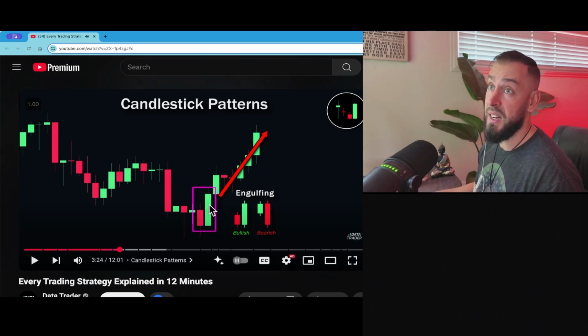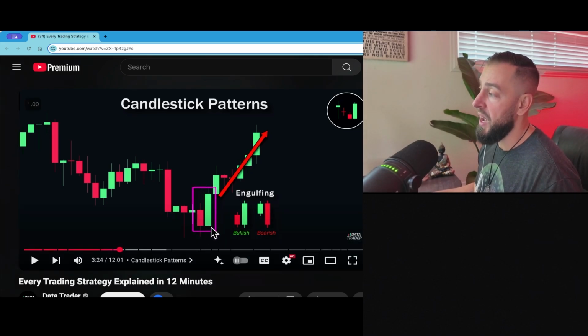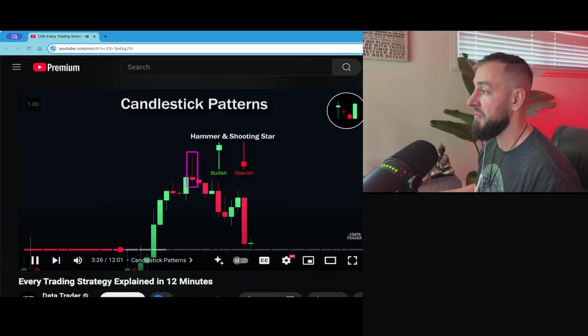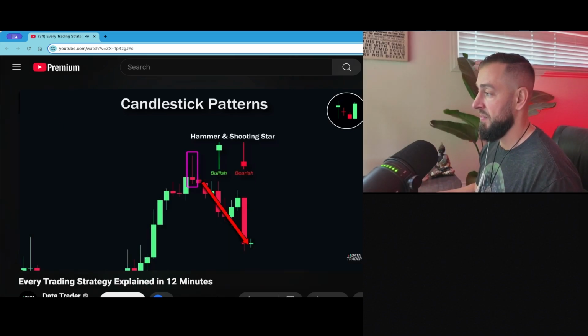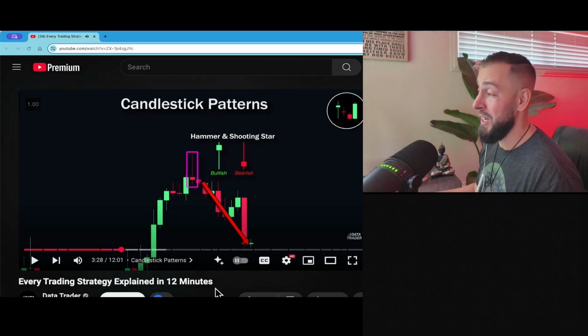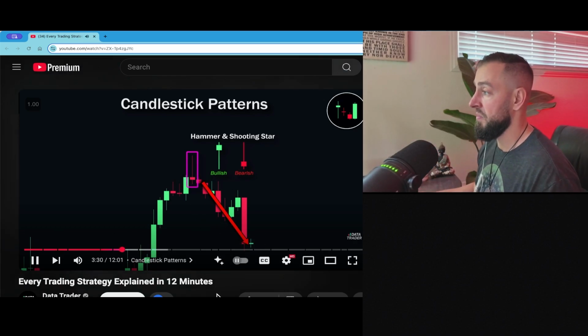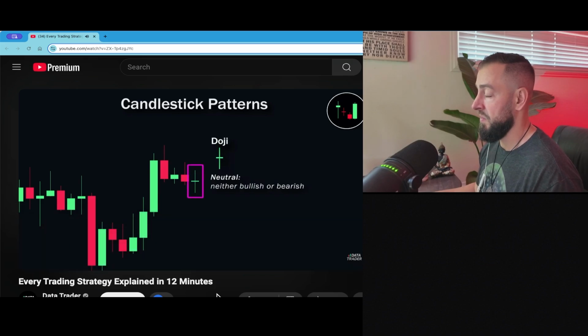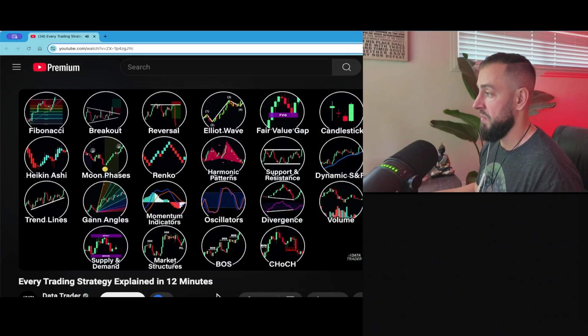Okay, he's calling this an engulfing pattern, right? Why is this an engulfing pattern? Because it's bigger and engulfing the one prior. You see that? Hammer and shooting star patterns, which indicate rejection as shown by the long wick on one side. I would just call this a doji, but yeah, we can get fancy with it too. Doji patterns, which signal neutrality in the market.